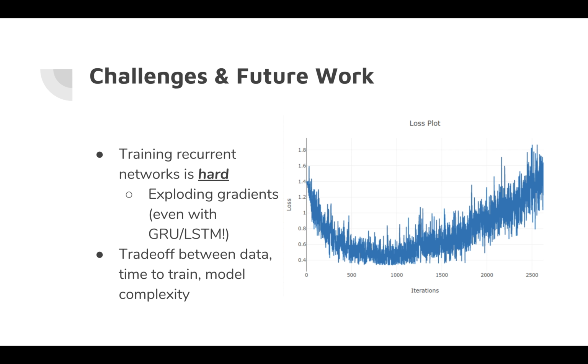There were a lot of challenges. One is that training recurrent networks is hard, and we saw that training loss would decrease and then suddenly increase or explode, even when we used models like GRU or LSTM. We saw a large trade-off between the amount of data, the time to train, and how complex our models could be.